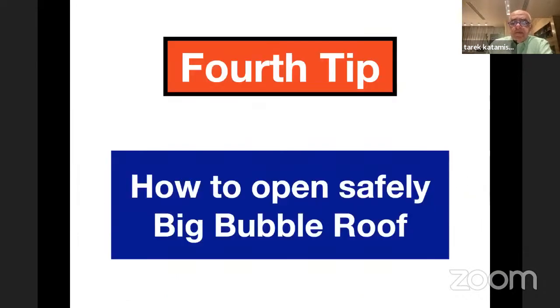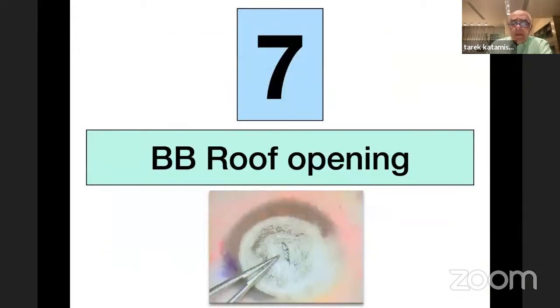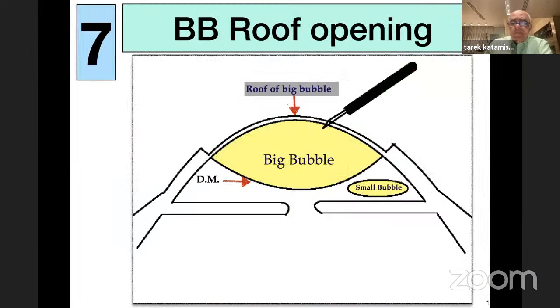The fourth group of tips is how to open the big bubble roof safely. So this is what I mean by the big bubble roof. This is the roof. We want to open the roof and to get out the big bubble space.